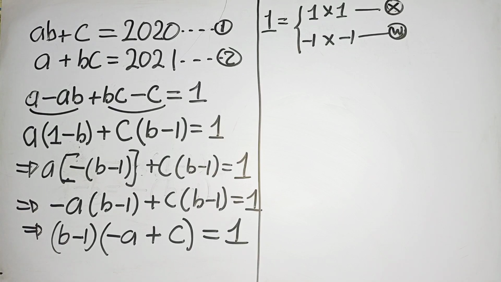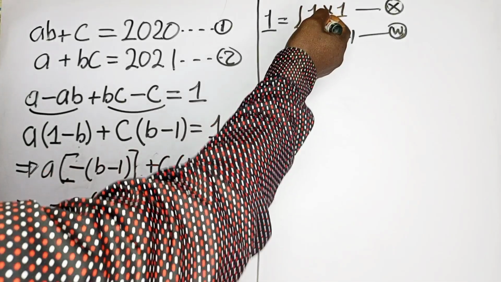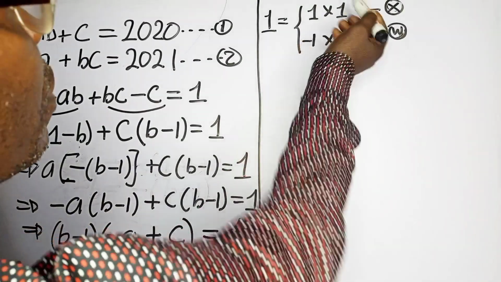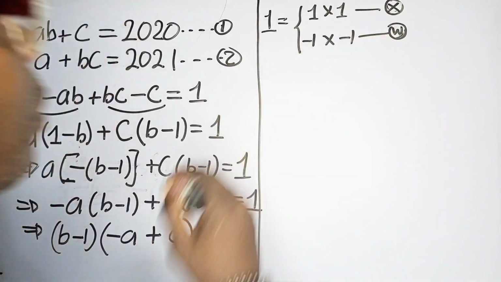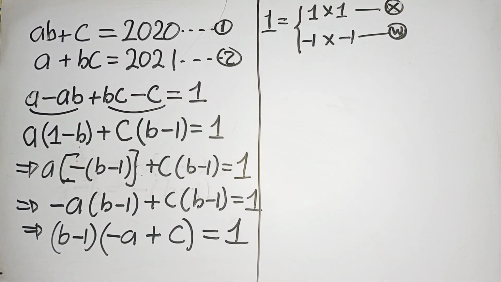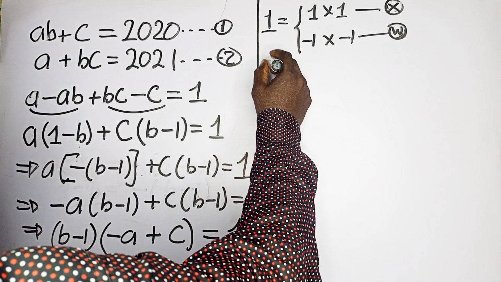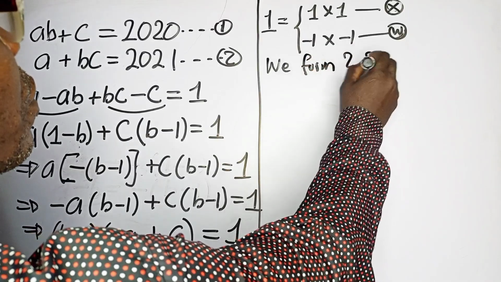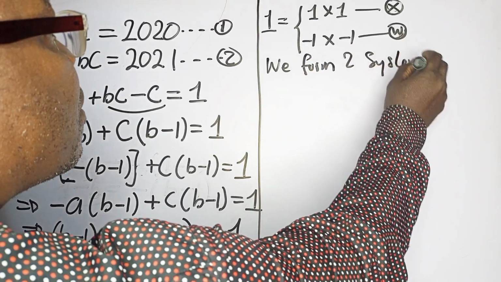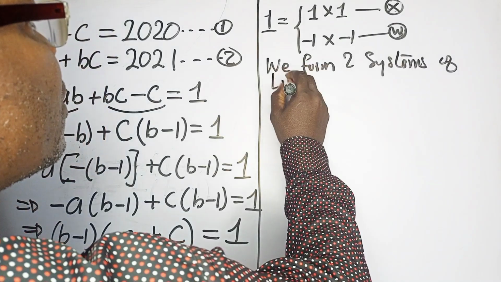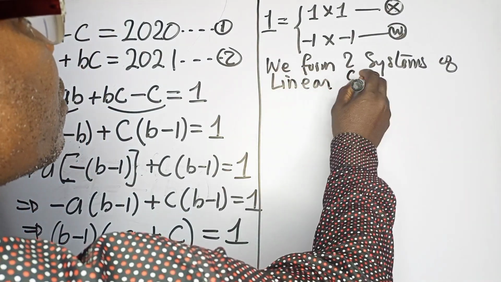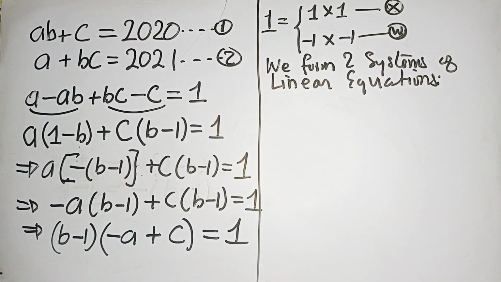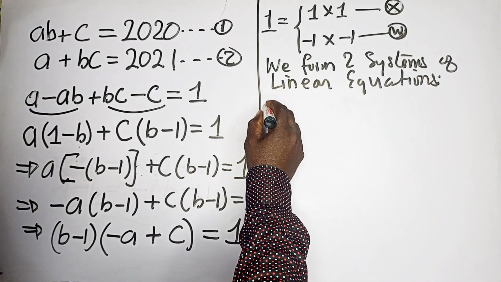Okay, so from what we have here, we can come up with two systems of equations. The first system of equations will go with this product. The second system of equations will go with this product. All right, let's form our two systems of linear equations. The first one will go with star.